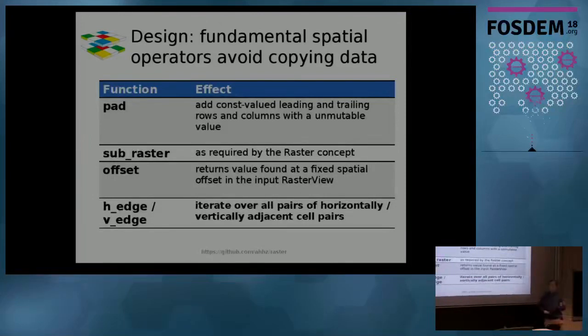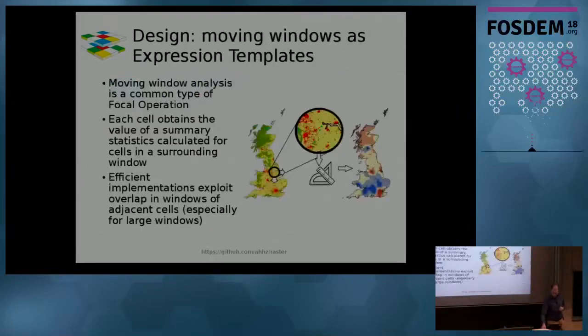And you can iterate over pairs of adjacent cells. And all of that is being used when you're going to do focal analysis. And one very popular form of focal analysis is moving windows, where you have this window that moves over the map, and you calculate the summary statistic for the window. Yeah?